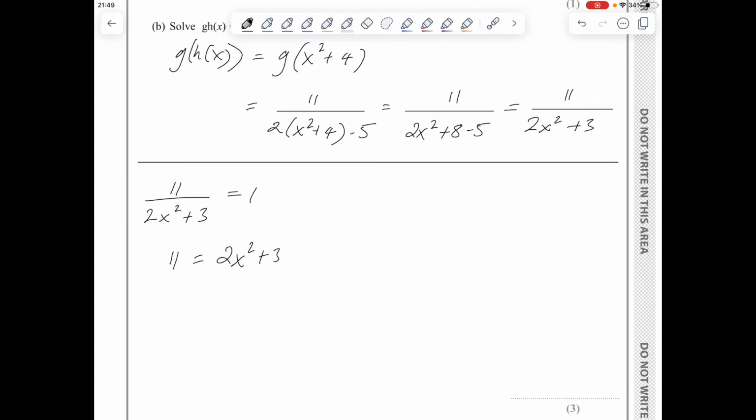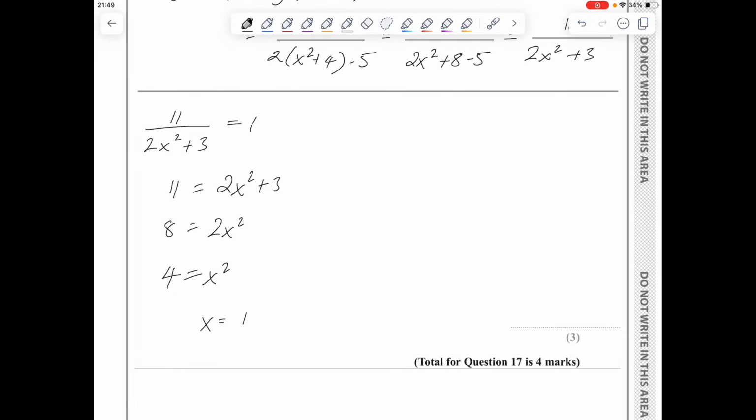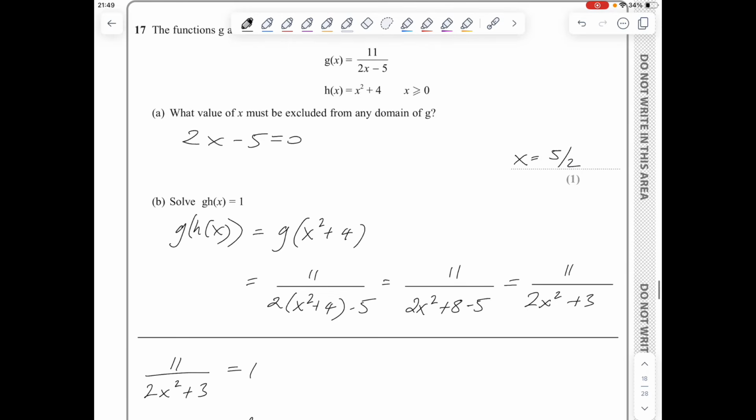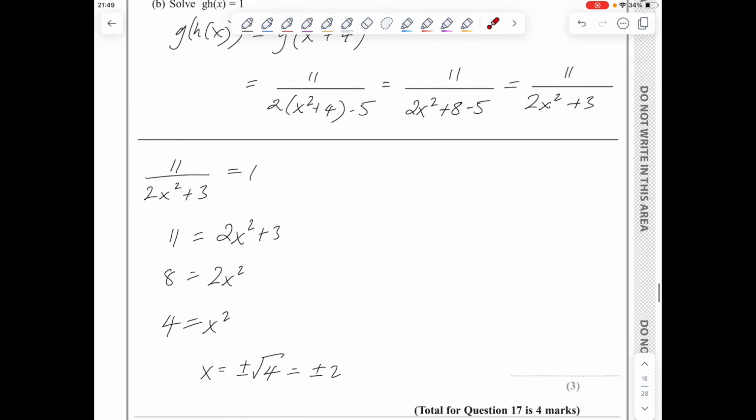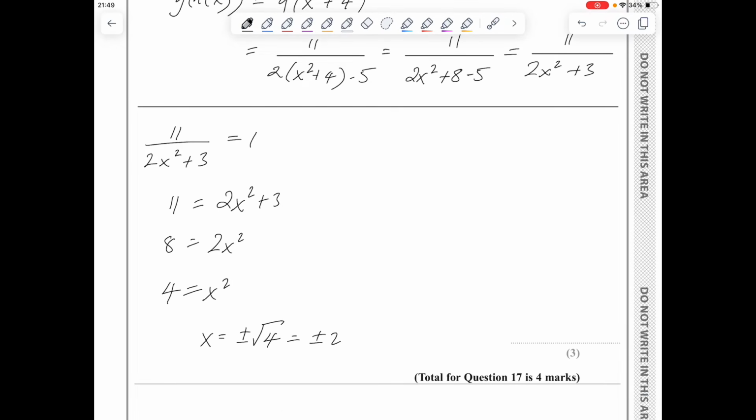Take the 3 to the left, so 8 is equal to 2x squared. Divide by 2, 4 equals x squared. Take the square root, x is equal to plus or minus the square root of 4, so plus or minus 2. But note that in the question I'm being told that x is greater than or equal to 0. So as my final answer, I have x equals 2. Do not include the minus, otherwise you will not score full marks in this part.